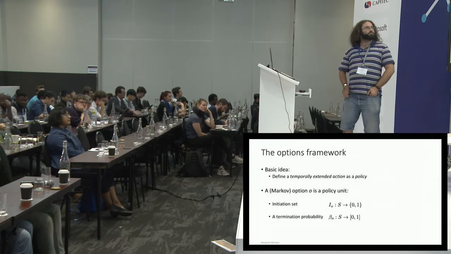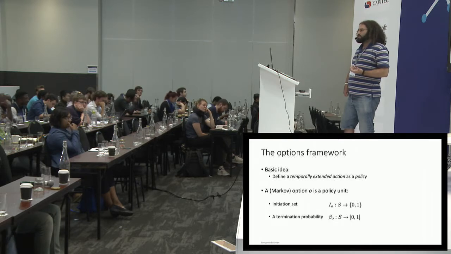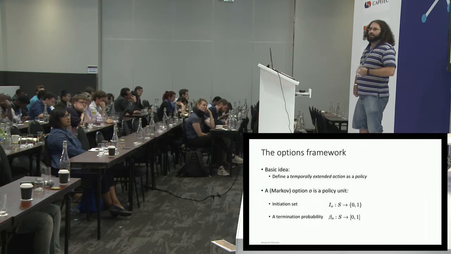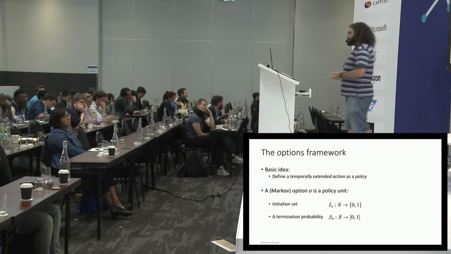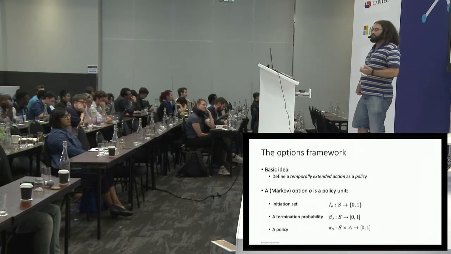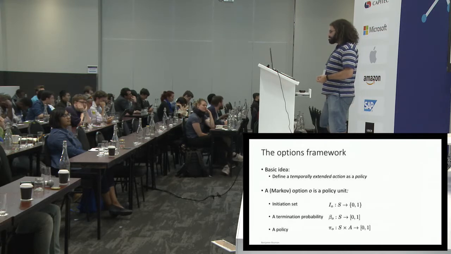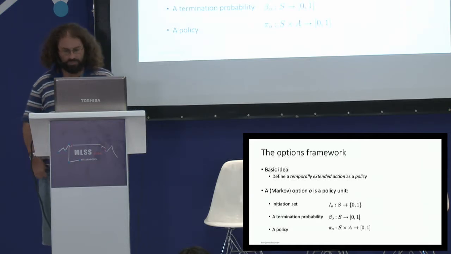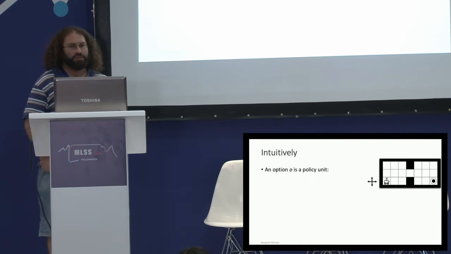Then you've got a termination probability. So you've got a probability defined over each state that tells you where this option might end. If I start going down the staircase, it might end with 100% probability right at the bottom, or it might end with some distribution down the stairs. And then finally, you've got a policy, which as normal is just a mapping from states to actions, or a distribution over your state action space. So these are the three basic components that go into a standard option. Now you can think of these three things together, this option, as this little policy unit.